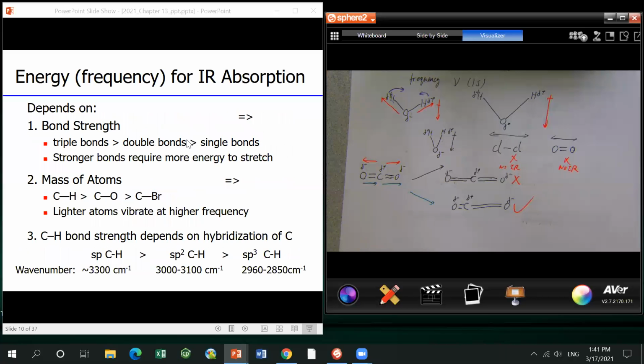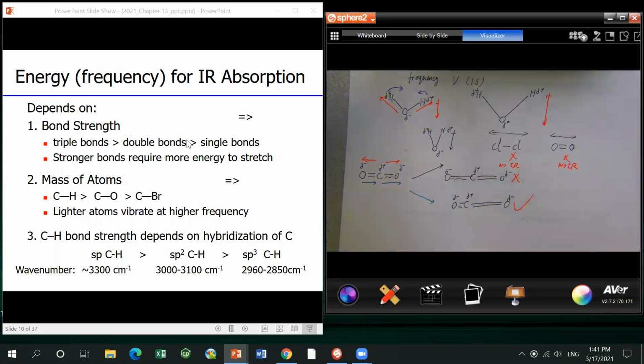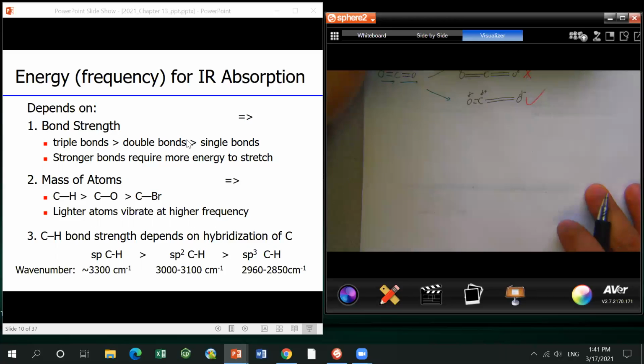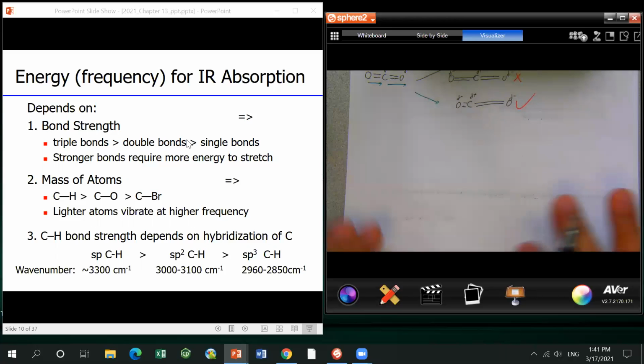And then next, for all the different bond cases, they have different IR absorption, because they have different energy and different frequency. In this case, they have different positions to absorb the IR. So here I give you one formula to explain it.